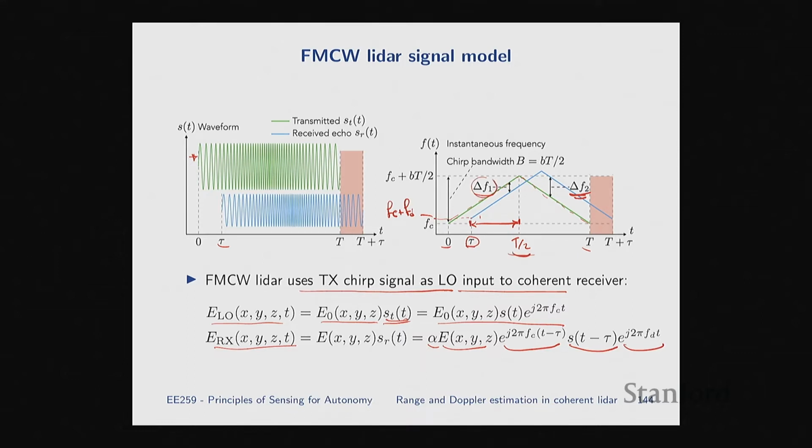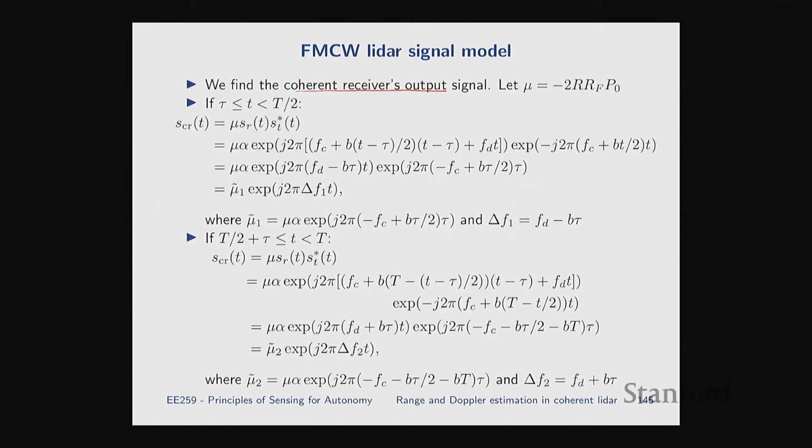And that's where there's a frequency difference delta f1. And then we look from t over 2 plus tau to t. So we look at this portion, and that's where there's a frequency difference delta f2. Okay, we do that separately, so the math is just more tractable. So let's look at the first part.